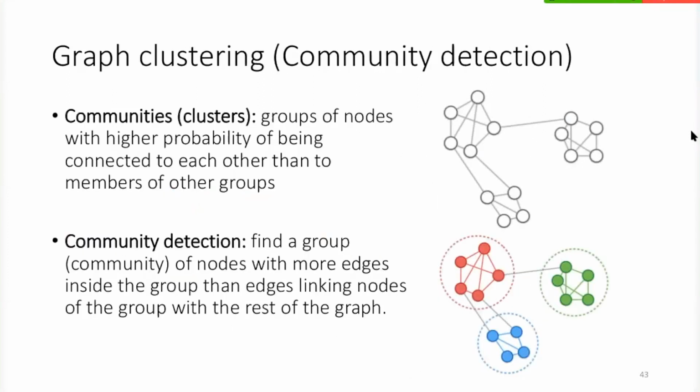Again, reiterating, graph clustering is basically also called community detection. Communities are clusters, and these are groups of nodes that have higher probability of being connected to each other than being connected to other nodes in the graph. The goal of community detection is basically to find these groups of nodes, or communities, that share more edges in between than they share with other communities.